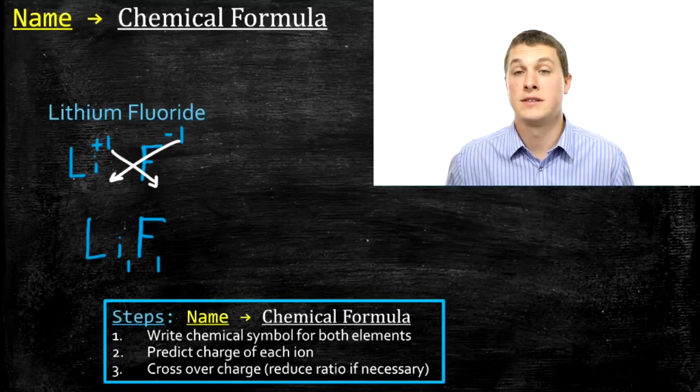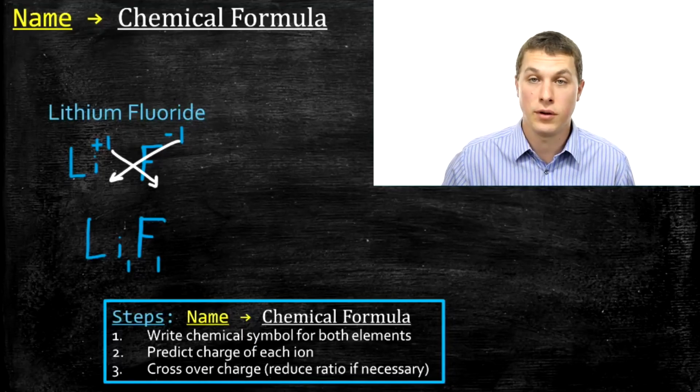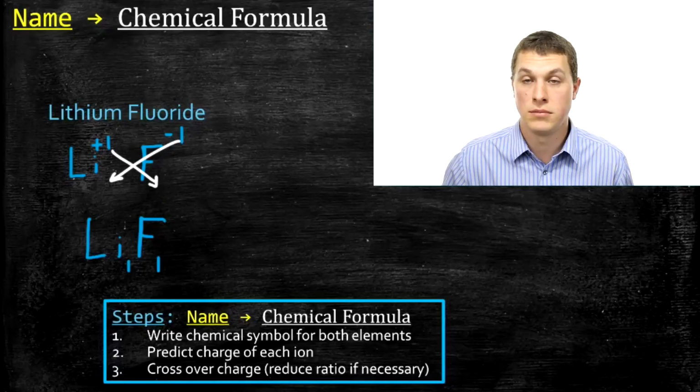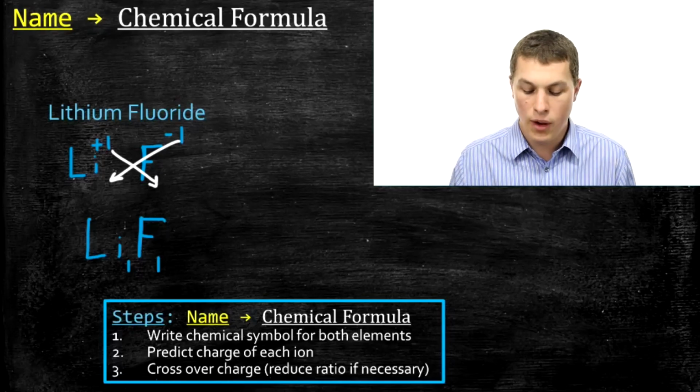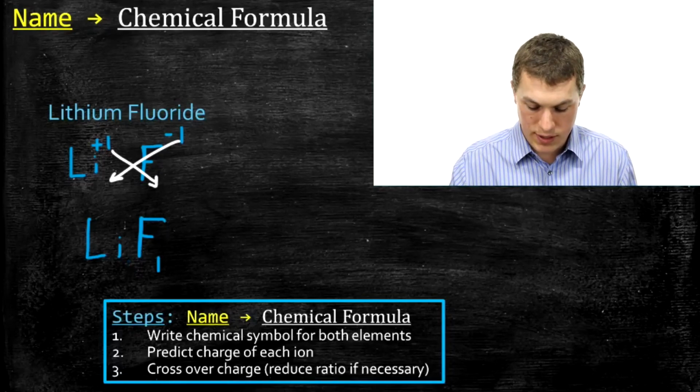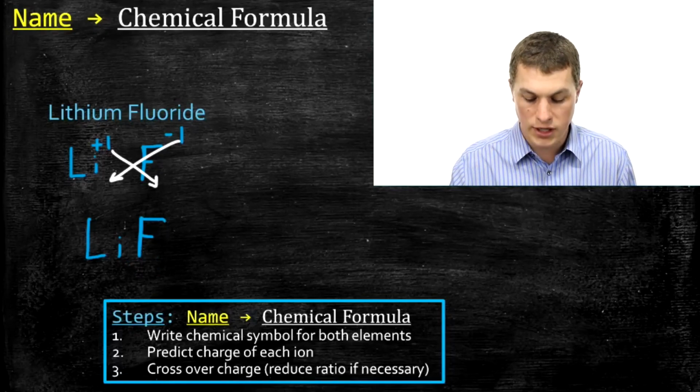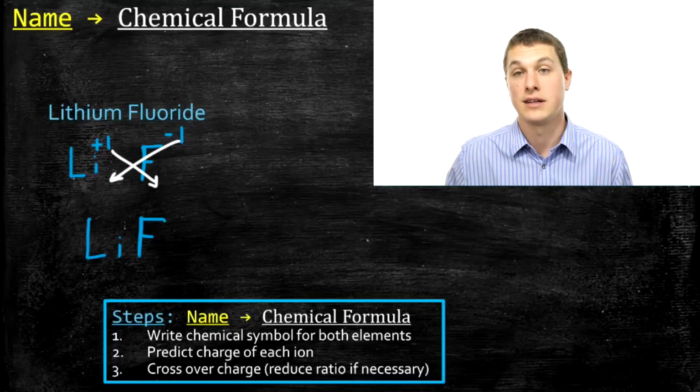Now that should make sense because lithium's +1 and fluorine's -1. So if I take +1 and add it to a -1, I get 0, or a neutral charge. And that's what we always want for ionic compounds. So now I'm just going to erase those 1s because we don't usually write them down. It's just assumed. So LiF is our final answer.